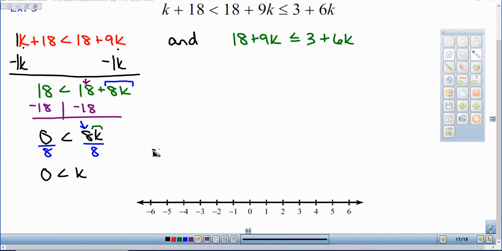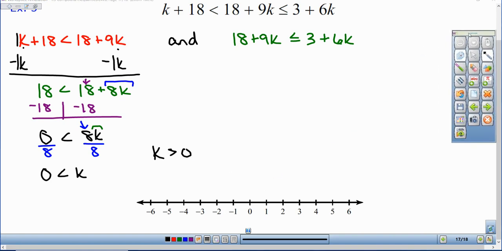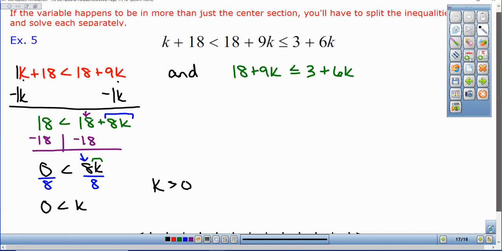I would rather that say k first. So if 0 is less than k, I'm going to read that as k is greater than 0. And that is going to be my first set of numbers. Anything greater than 0 is halfway there. Let's look at the green inequality here.